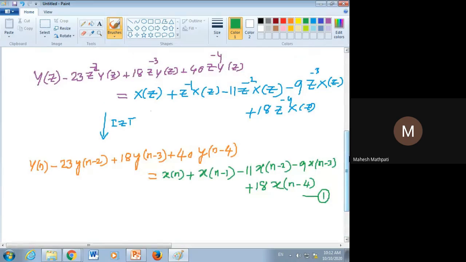Have you understood how to convert a transfer function to the difference equation? Yes, sir. Now can you realize this? Can you draw the diagram for direct form 1? Yes, please draw it. Let's see.